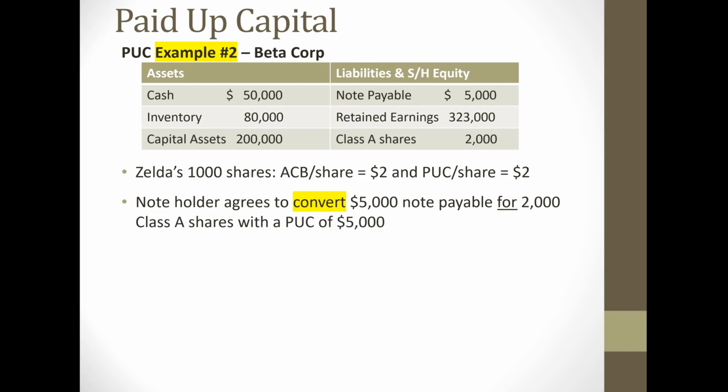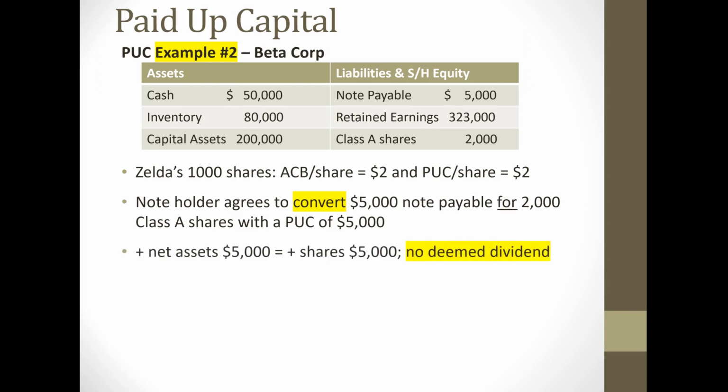Now, from the corporation's perspective, they're reducing a liability. They're reducing a liability by $5,000, so their net assets will increase by $5,000. Net assets, once again, is assets minus liabilities. Because we're reducing a liability by $5,000, that's going to increase the net assets by $5,000. And that is going to equal the PUC of the shares that are being issued.